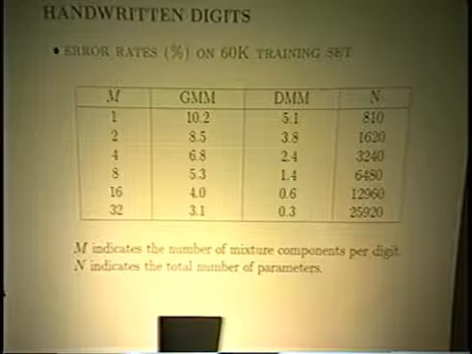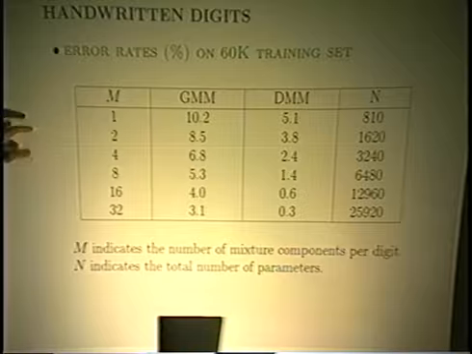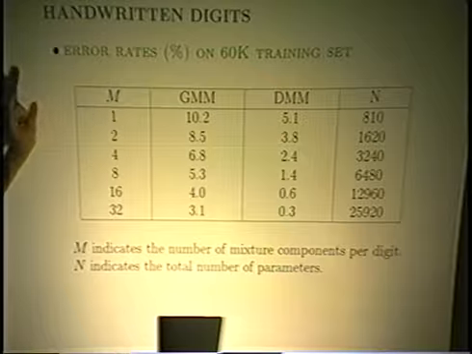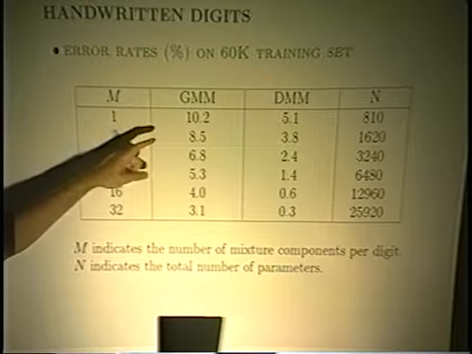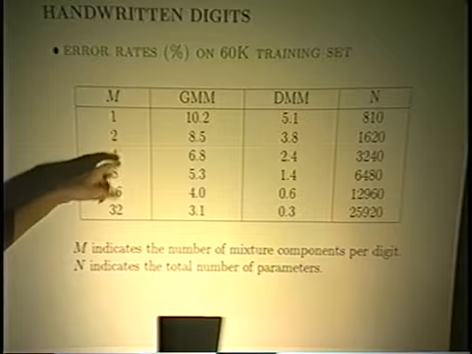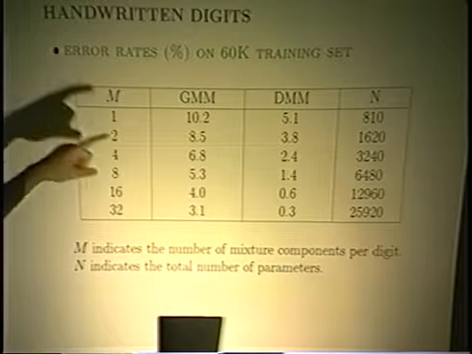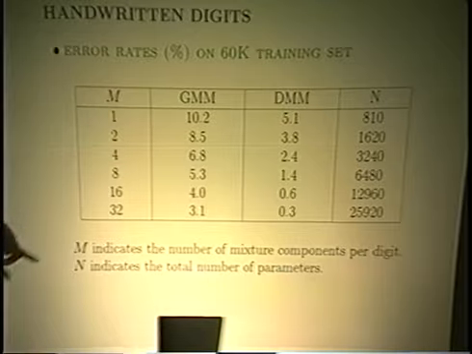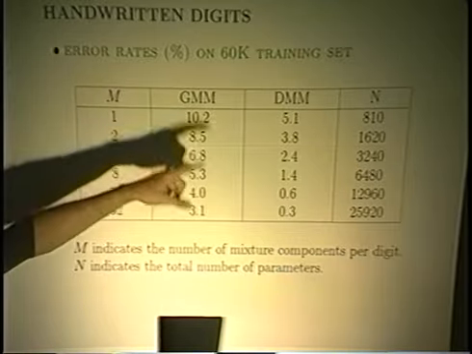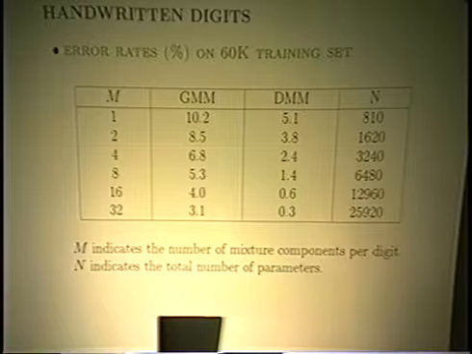And these are the error rates as a function of M, the number of mixture components per digit class. This is basically a single prototype per digit trained by maximum likelihood. The error rate was about 10. When you apply the discriminative training, the error rate was basically halved on the training data. And the last column shows the total number of parameters in the classifier. That doesn't change as you do different types of training.